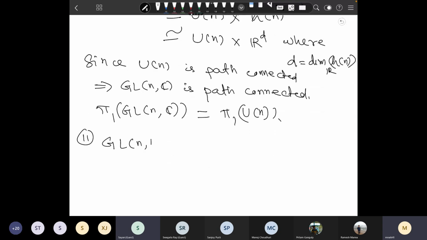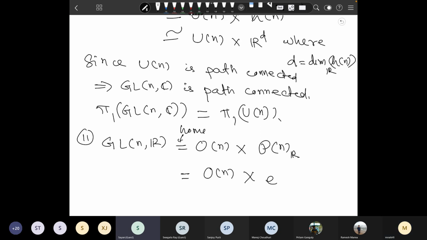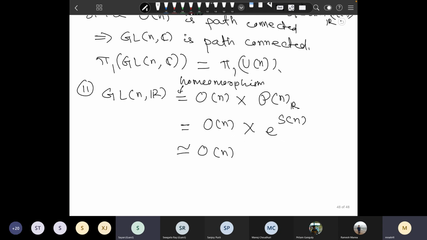So now I want to say about the second thing. GL(n,R) is O(n) cross P(n,R). Okay, so this is O(n), and all this equality means homeomorphism. So e to the power S(n), this is homeomorphic to O(n) cross S(n). This is O(n) cross R to the power d, where d is the dimension of S(n) over R.